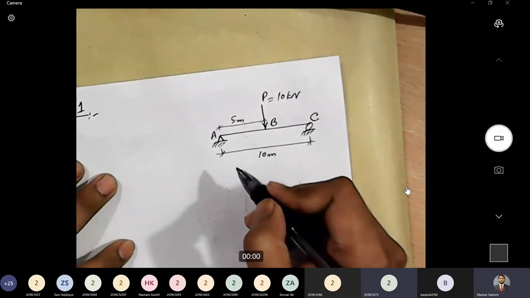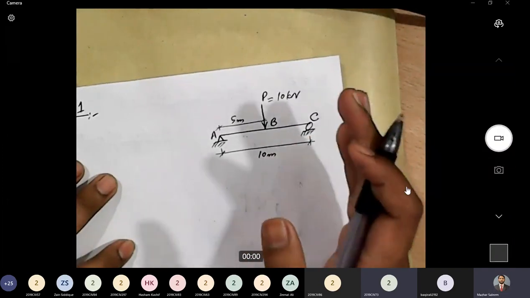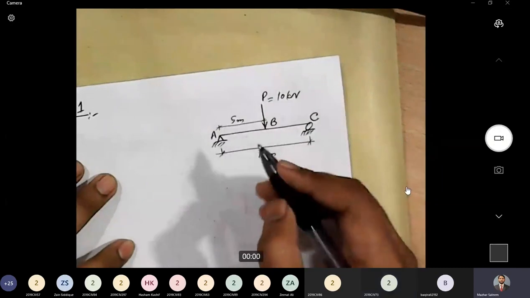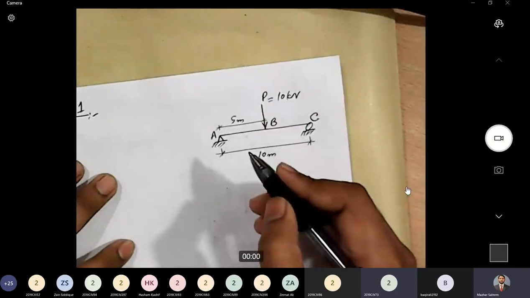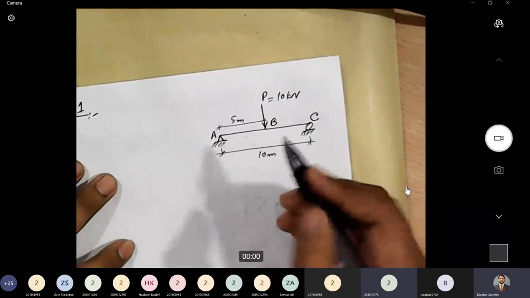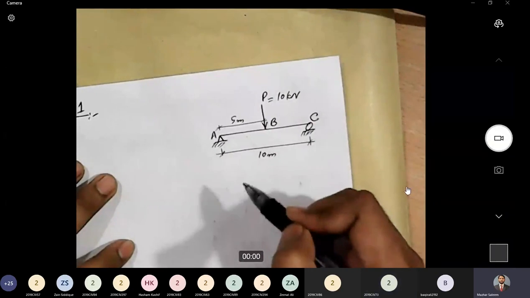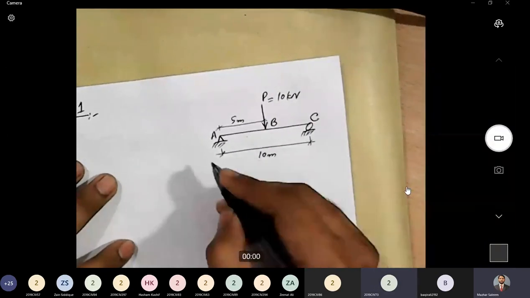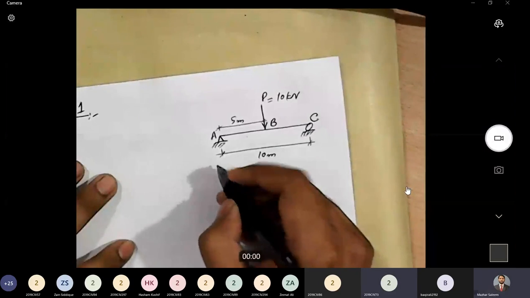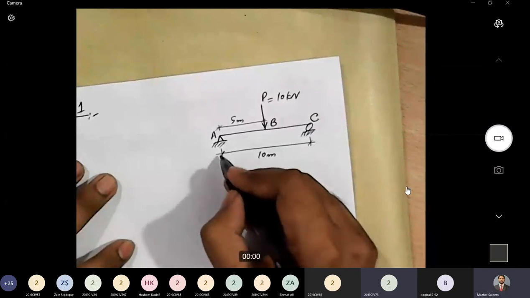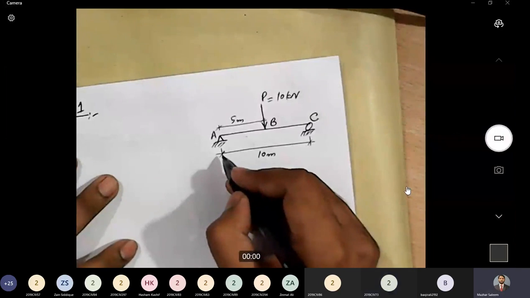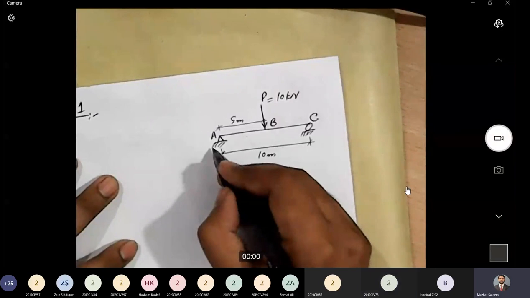Yes, sir. Sorry, I could not understand. Just repeat. Sir, I think there are 2 reactions. There are 2 reactions. Which 2? Sir, at point A and point B. At A, what reaction? Like horizontal or vertical? Sir, vertical. Okay. What about horizontal reaction at A?